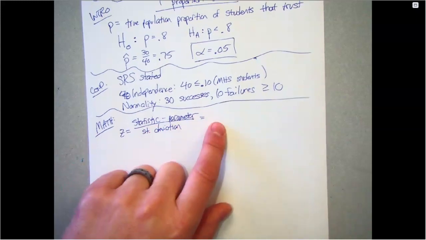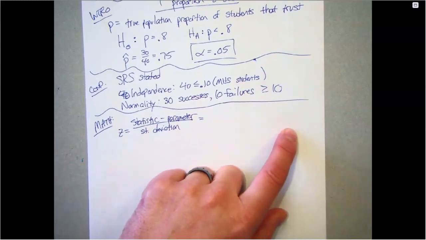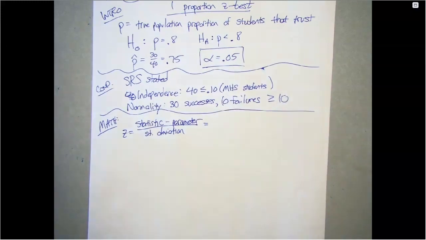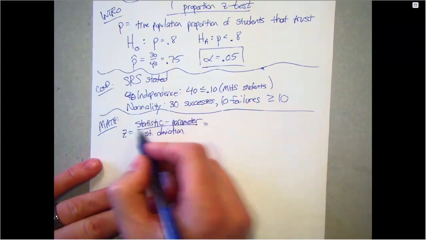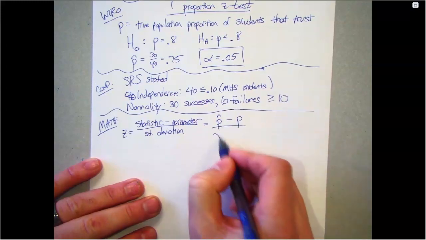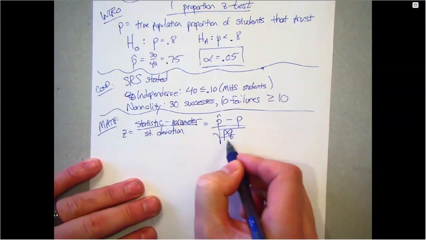So like showing it in words, showing it in symbols, showing it in numbers. You might be like, I don't have to do that. I agree with you. You don't have to do that to the problem. On a multiple choice, I wouldn't do it. But on a free response, that's part of earning your points. Okay, so statistic is P hat, parameter is P, standard deviation is the square root of PQ over n.